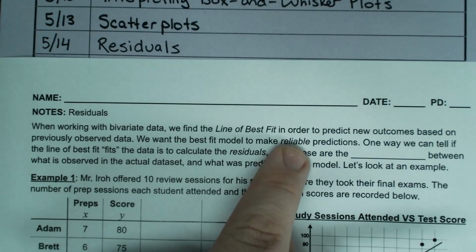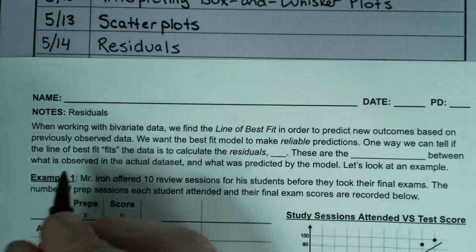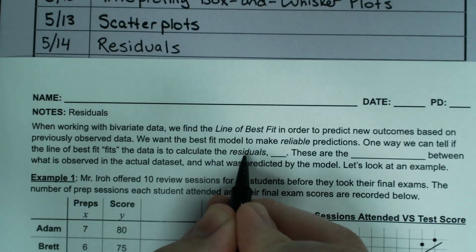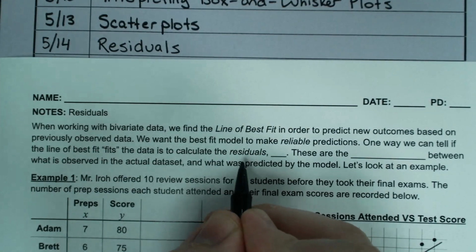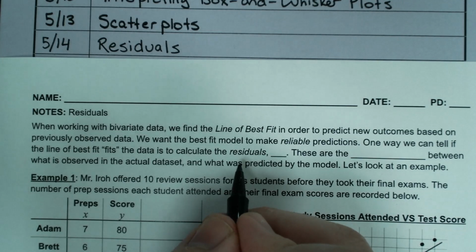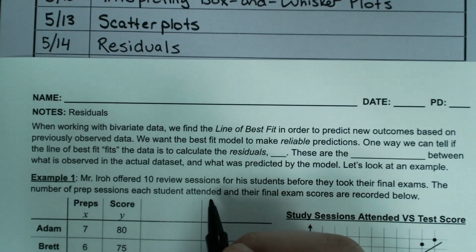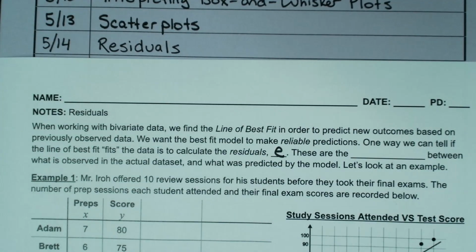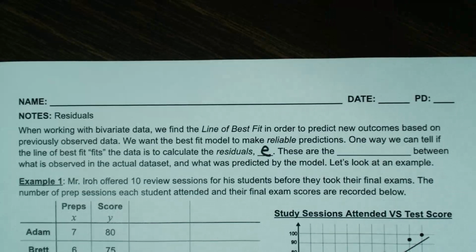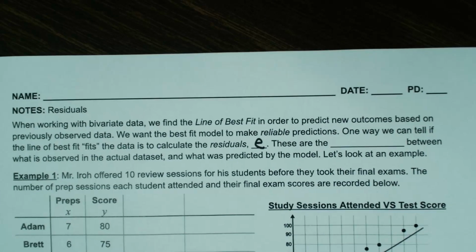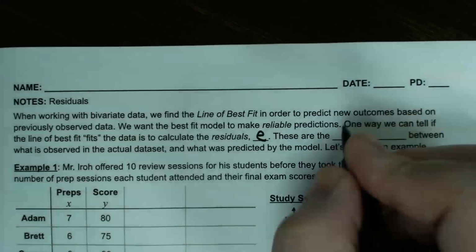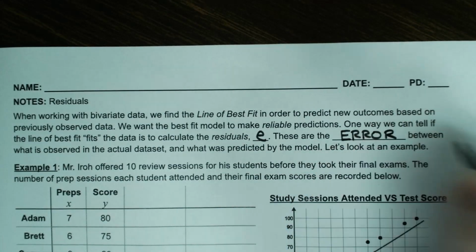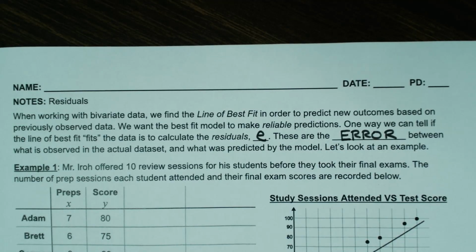One way to tell if we have a reliable prediction, though, to see if that line of best fit really fits the data, is to calculate what are called residuals. Guess what letter we use for the word residuals? You'd think R, right? Weirdly enough, it's not R, it's the letter E. Why do you think it's E? Because a residual is just the error. E really stands for error.